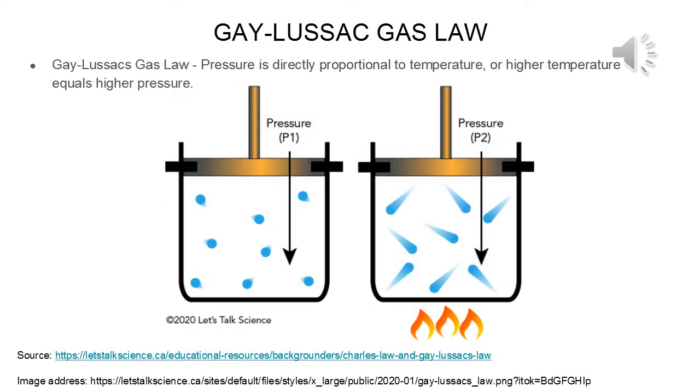The last law we'll take a look at is Gay-Lussac's gas law, which states pressure is directly proportional to temperature when volume is a constant. This means that when volume remains constant and the temperature is increased, the pressure will increase. If the temperature decreases, the pressure decreases. An example is a pressure cooker. When the sealed pressure cooker increases in temperature, the pressure inside the cooker increases. And when the temperature is decreased, the pressure inside the cooker is decreased as well.